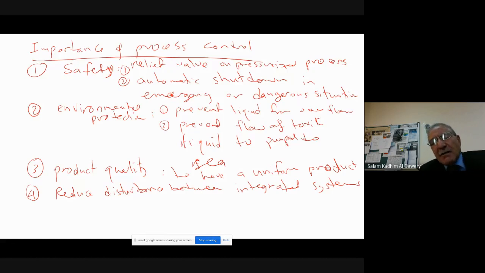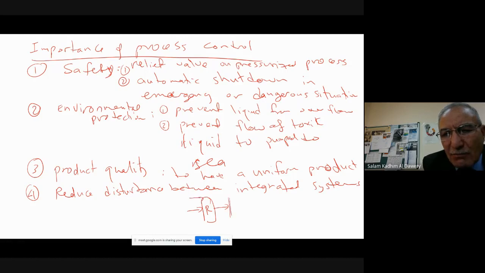As I said, sometimes you have a reactor, right? This is a reactor, this is a feed. The output of the reactor goes to a distillation column to separate your product, and part of the separation, maybe part of the output, goes to a recycle.